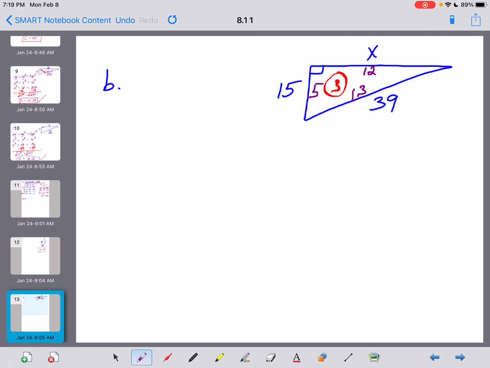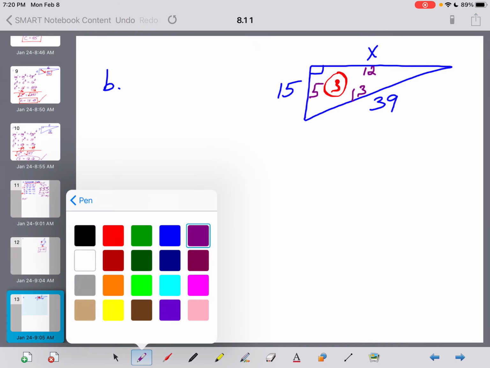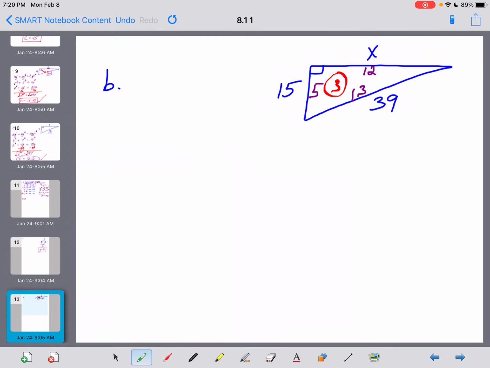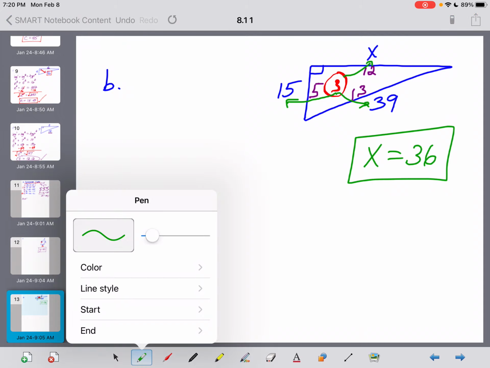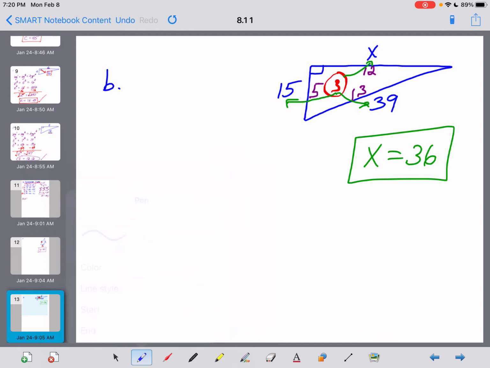And now, to figure out the value of x, take a look at what's going on. You multiply from that inner number out. So 3 times 5 is going to get you 15. 3 times 13 is going to get you 39. So to get x, we're going to multiply 3 times 12 and find out that x is equal to 36. Now what we've effectively done here, guys, is create similar triangles.